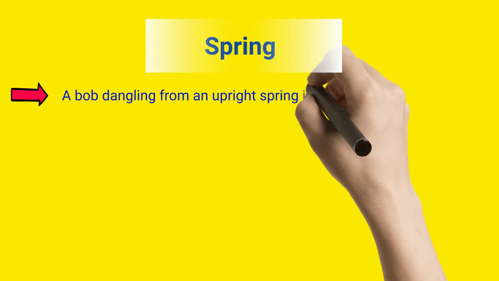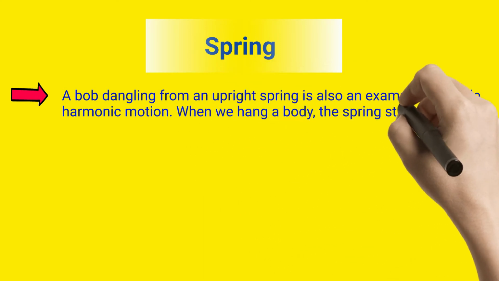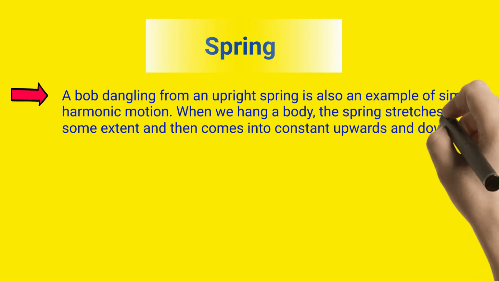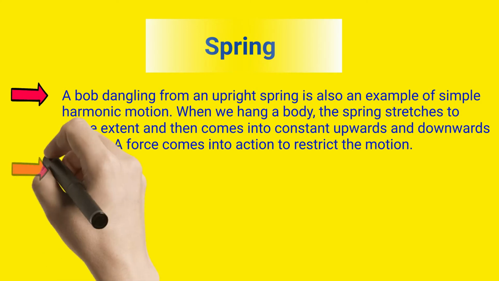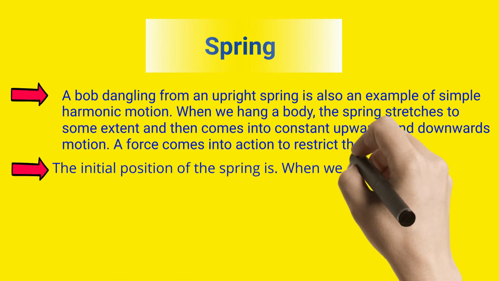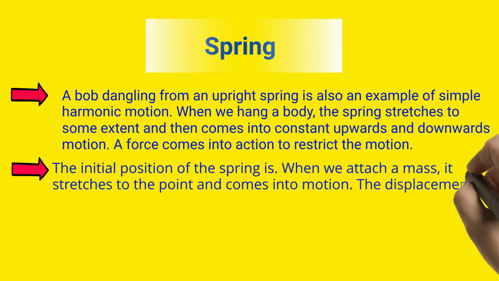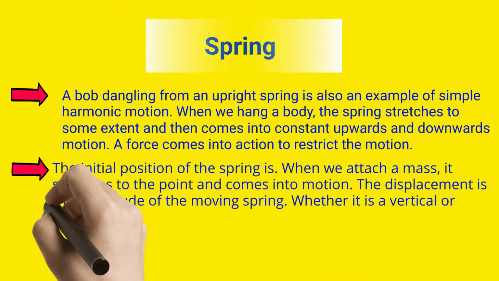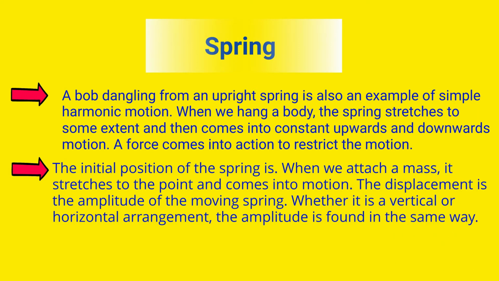Spring. A bob dangling from an upright spring is also an example of simple harmonic motion. When we hang a body, the spring stretches to some extent and then comes into constant upwards and downwards motion. A force comes into action to restrict the motion. In the diagram above, the initial position of the spring is shown. When we attach a mass, it stretches to a point and comes into motion. The displacement is the amplitude of the moving spring. Whether it is a vertical or horizontal arrangement, the amplitude is found in the same way.